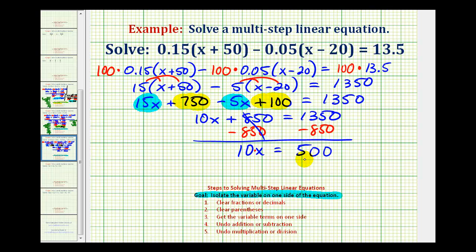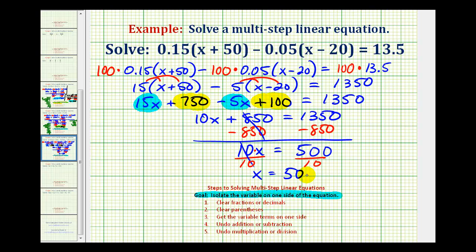And now we have 10x equals 500, and 10x means 10 times x. So to isolate x, we'll have to divide both sides by 10. 10 divided by 10 is 1. 1 times x is just x. And 500 divided by 10 is 50.